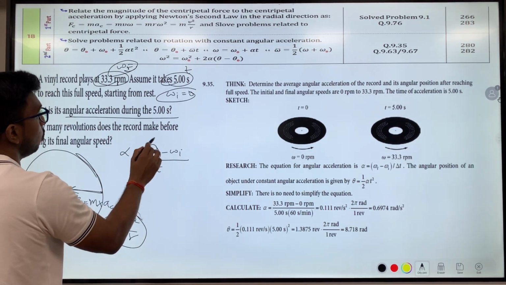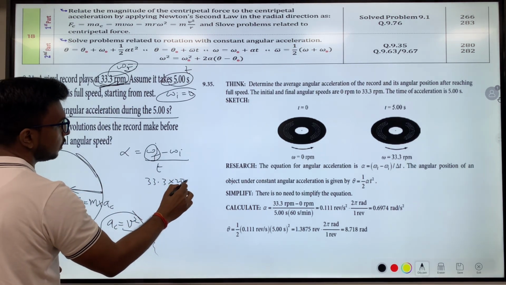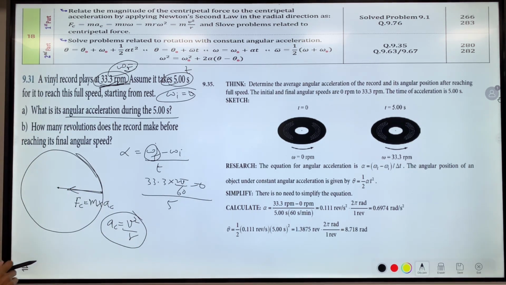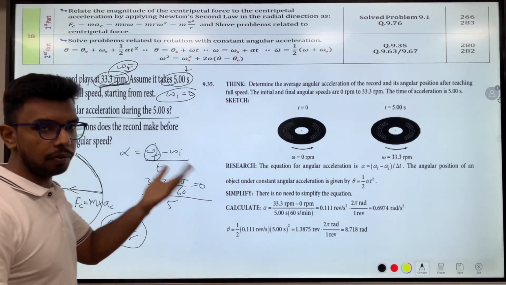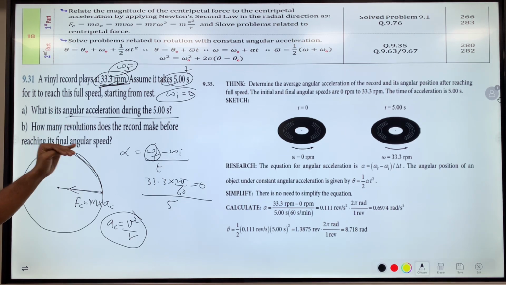You have the time. Omega final is not this, remember. 33.3 times 2 pi by 60 minus 0 over 5. Solve it, you will get the result. How many revolutions? Okay, I'm going very fast. You can always slow down whenever you feel like, and then you can go through it.